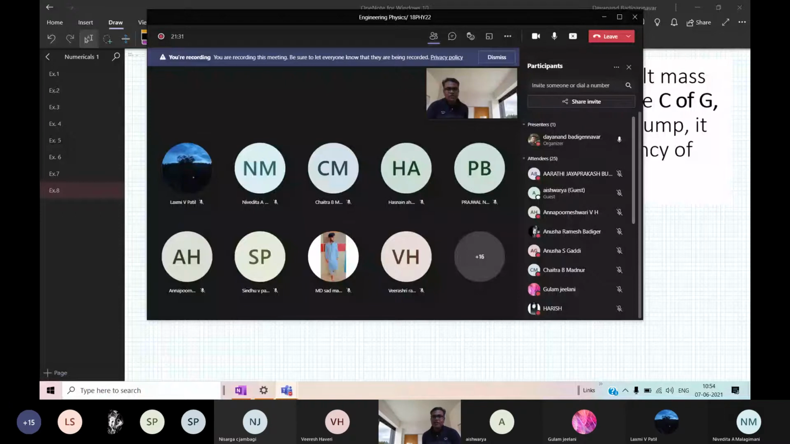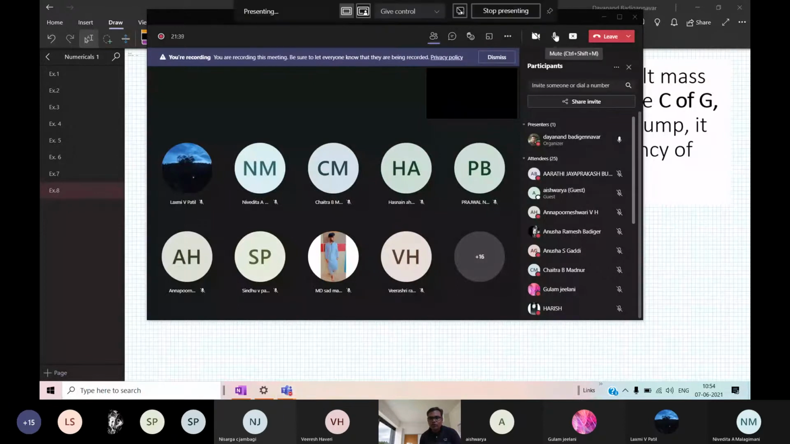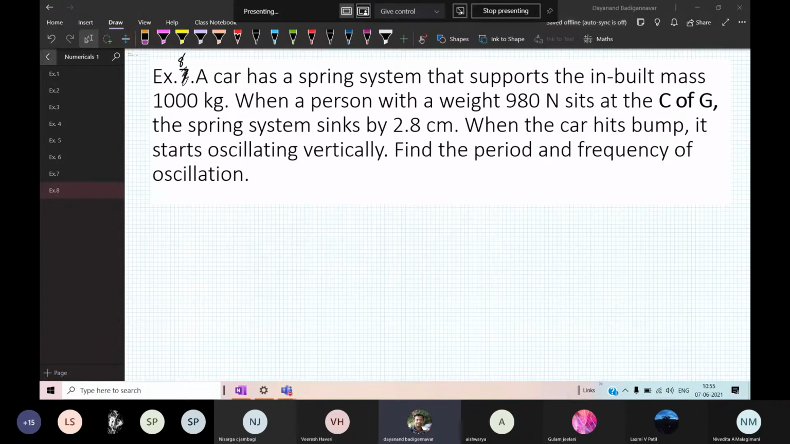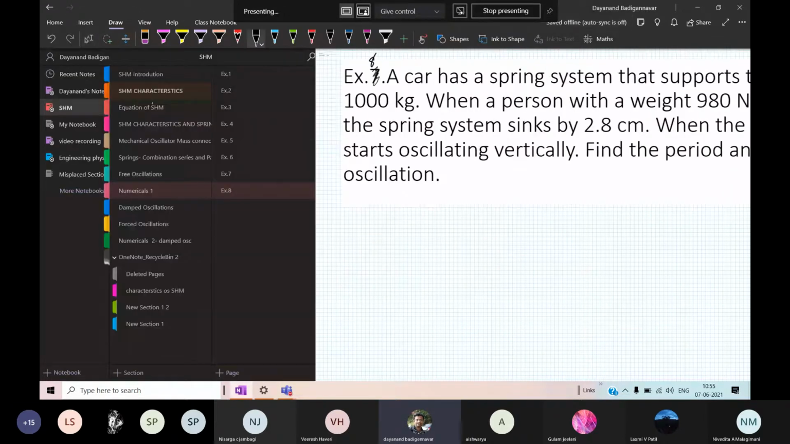There is one important concept that is called the Q value. That is left over. It's just the definition for that. So I will solve that and I will define that, and then I will start a new chapter. Okay, so let us go to the damped oscillations.